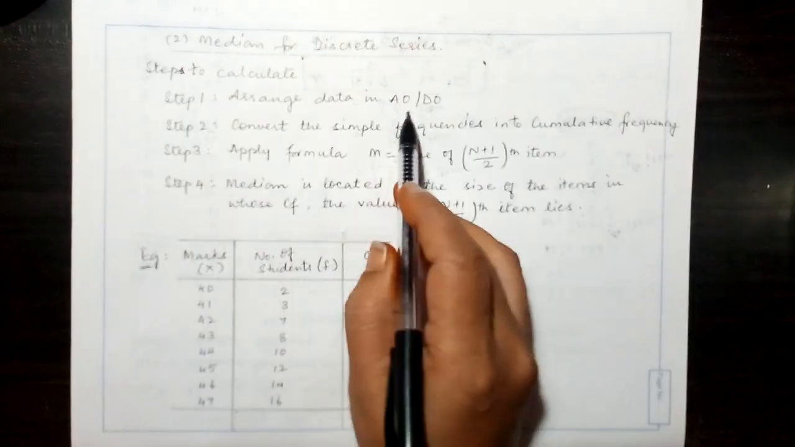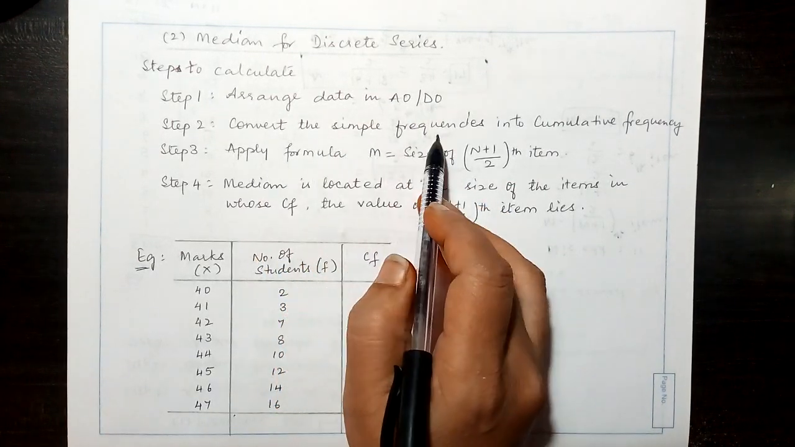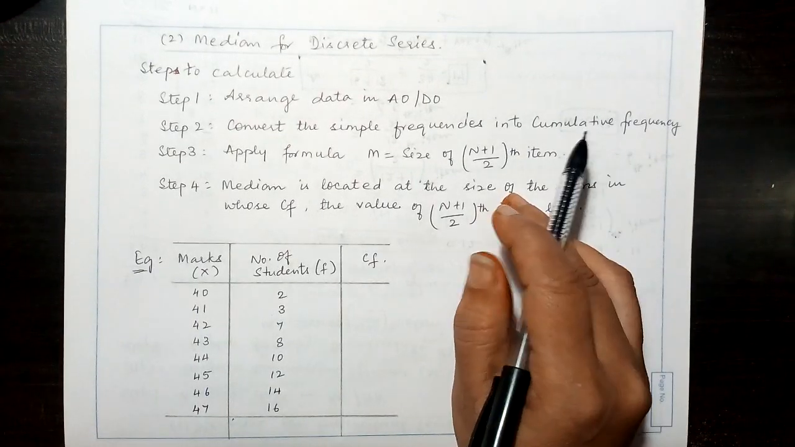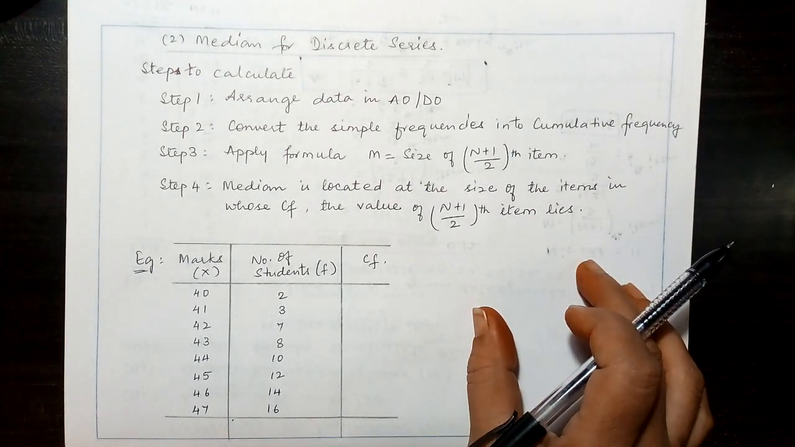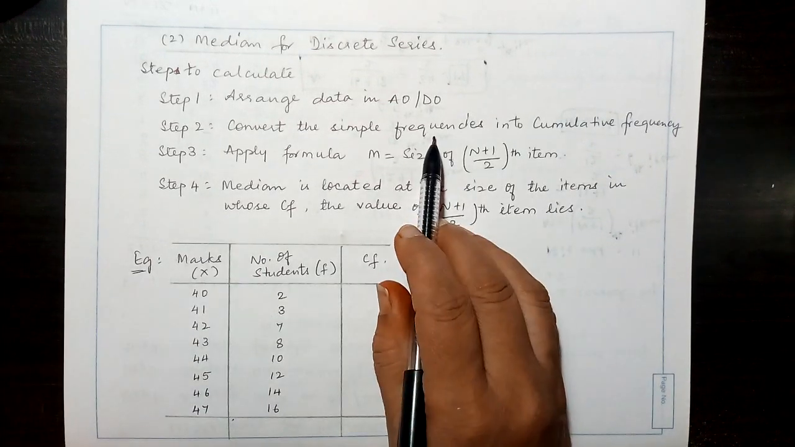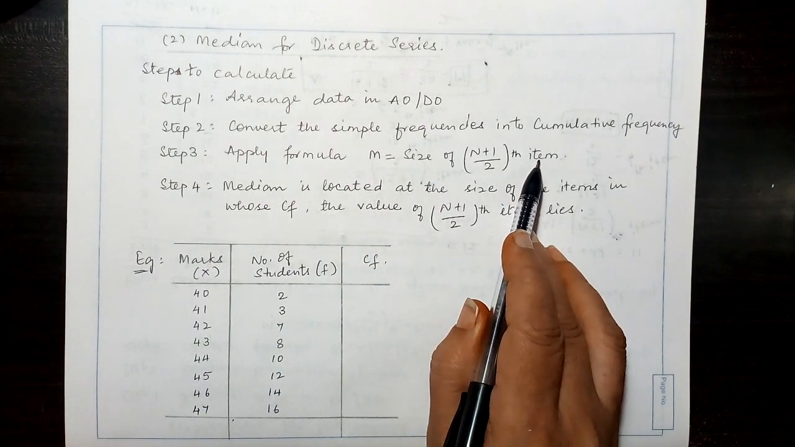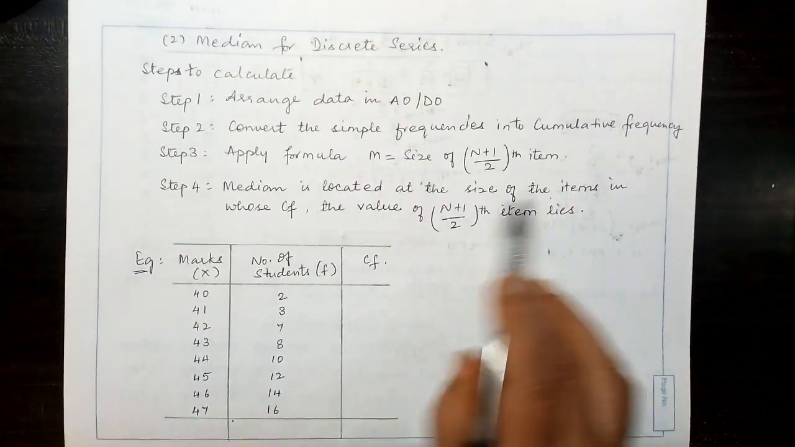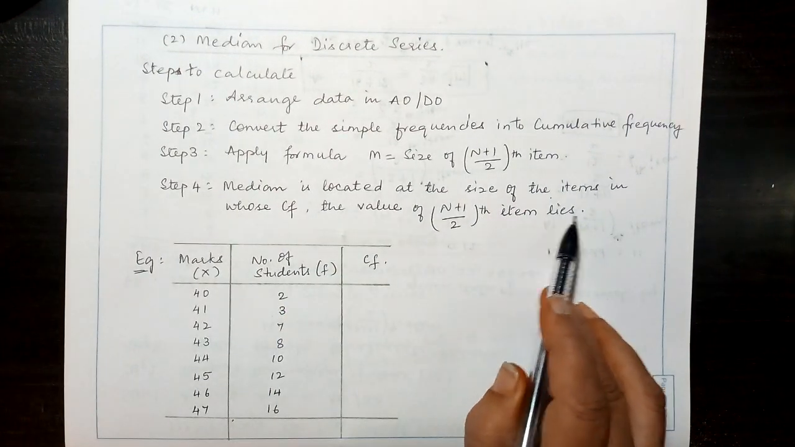First step would be to arrange the data into the ascending or the descending order as usual. Then convert the simple frequencies into cumulative frequency. In individual series, we are given the individual marks. Now in discrete series, since the data is slightly more than the data in the individual series, here we will have frequencies. Then apply the formula m is equal to n plus 1 by 2th item. That will give us the median. Then median will be located at the size of the items in whose cumulative frequency the value of n plus 1 by 2th item lies.